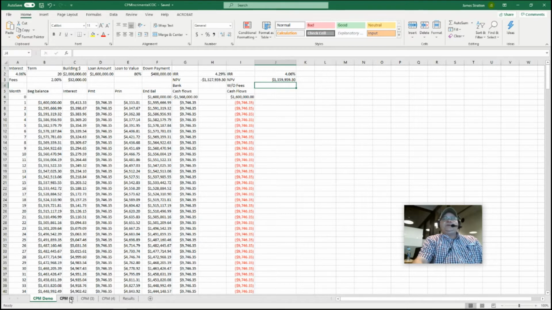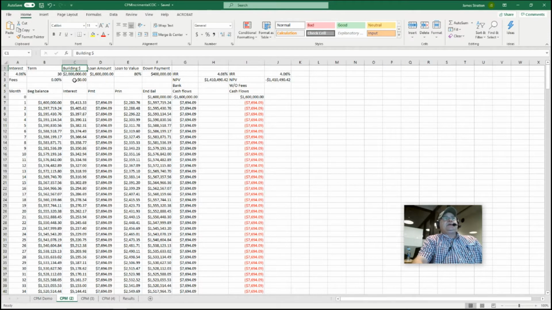Let's go take a look at it and we'll experiment a little bit. In this particular case, this loan is actually a 30-year loan with the same terms. And if you notice that the NPV is different, same thing. So in this particular case, there's also no fees. So it's 4.06 and 4.06, which is what you would expect to find.